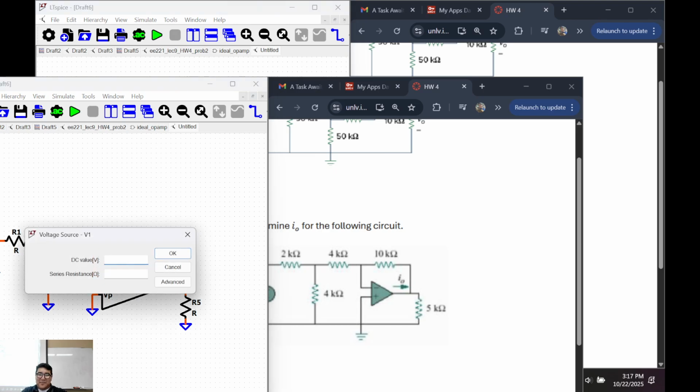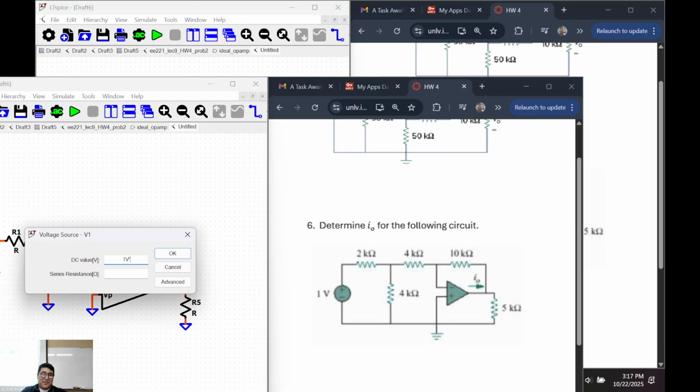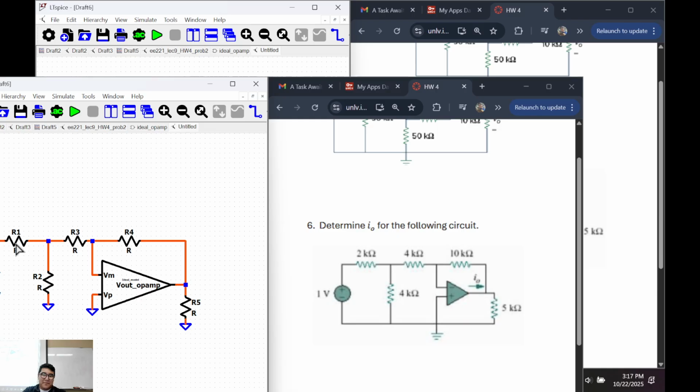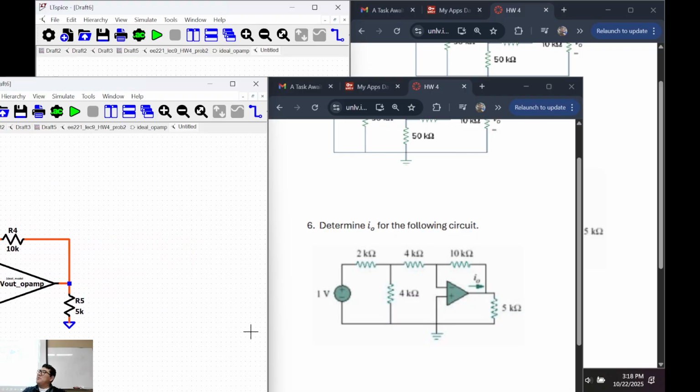Did you guys solve this problem here already? Let's see. 1 volt, 2K, 4K, another 4K, 10K, and 5K. It says you want to know the current. Remember, did I show you guys how to do a dummy voltage supply? So I'm going to do the following. Press S to stretch. Didn't do it right.